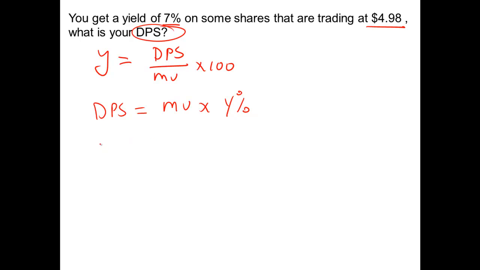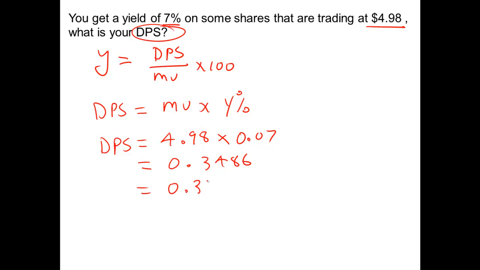So what we'd have is dividend per share equals $4.98, because they're trading at $4.98. Our yield is 0.07, so we've just rearranged the formula and we get 0.3486, which means about 35 cents per share. Sometimes they will go to one decimal place in the calculations, but 35 cents per share will probably get you through that. So that's the yield part of it. That tells you your returns, or what you're getting on it, as long as you're getting paid a dividend. If you're not getting paid a dividend, this doesn't help you at all.